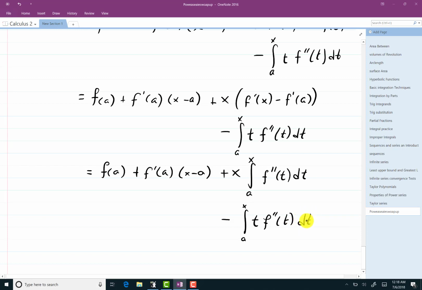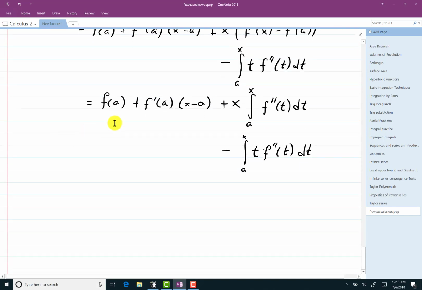if you'll notice, these both are integrals over the same interval. And notice the variable of integration is t. That means since x is not involved in the integration, this integral thinks that x is a constant. It doesn't matter. It thinks it's a constant. So I can actually take this x and bring it inside of the integral.